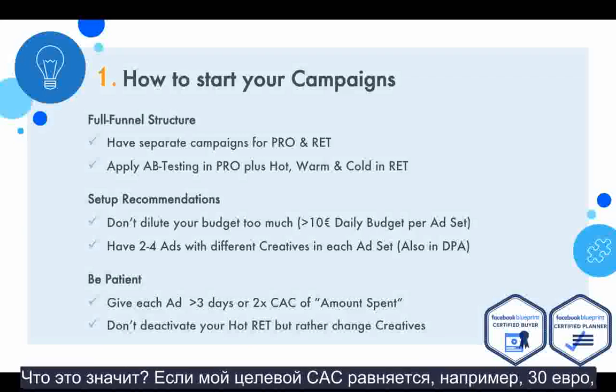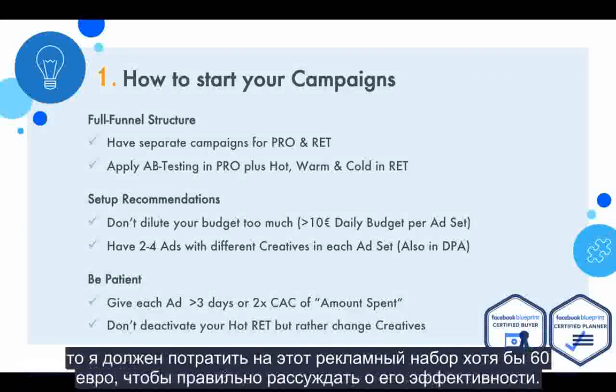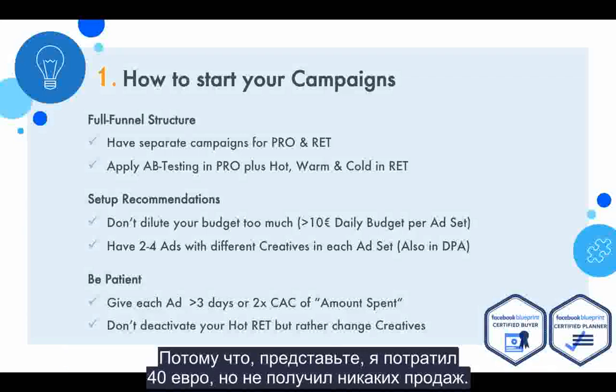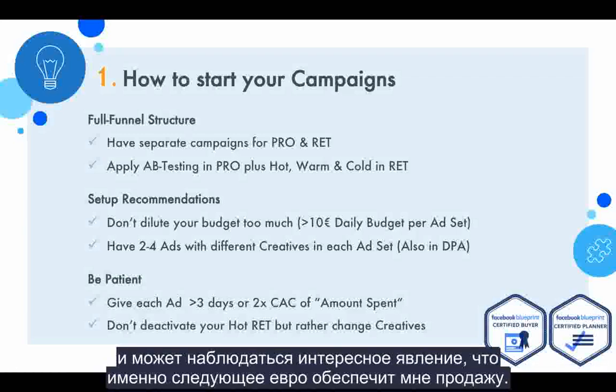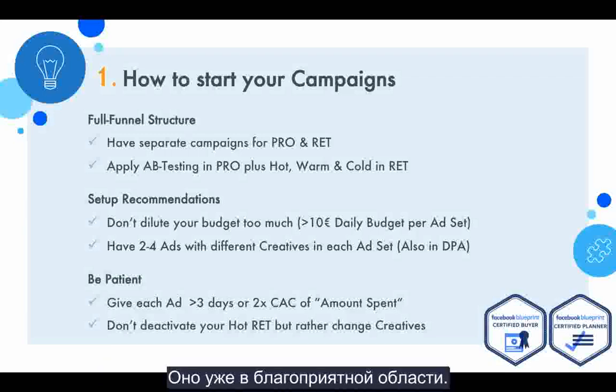So what does it mean? So if my cost per acquisition, my target cost per acquisition is €30, for example, then I should spend at least €60 on this ad set in order to judge it properly. Okay, because imagine I've spent €40 on that and it didn't bring me any sales. Well, if it spends €1 more, and in the next euro it already converts, then we're going into an interesting area. And if then the next euro also brings me a sale, it's already in a good area.